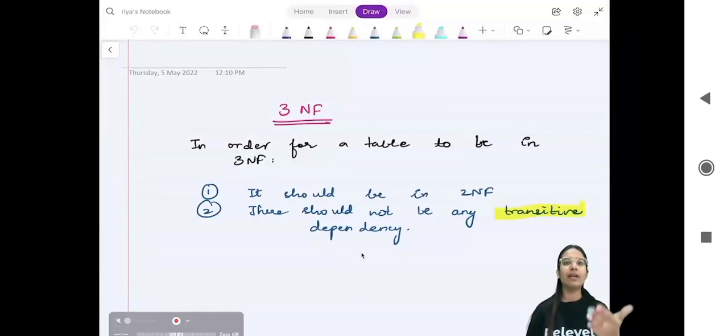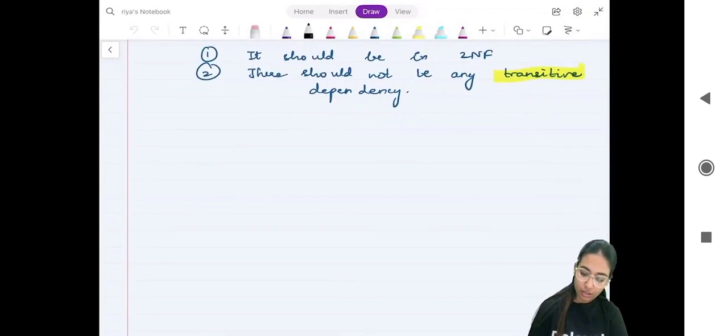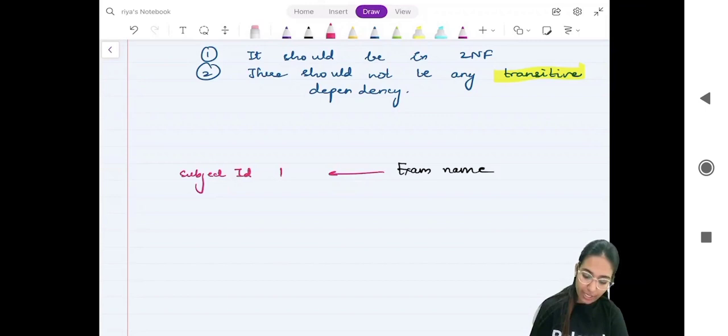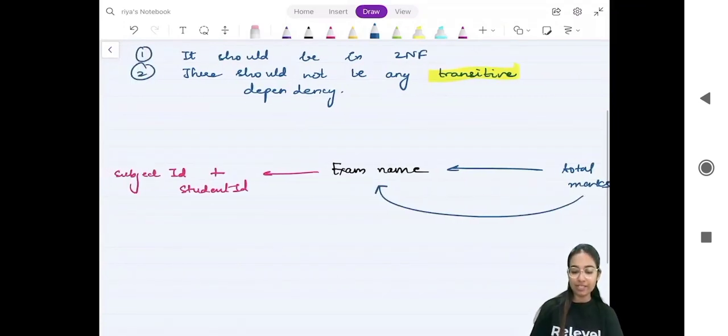It's like A is dependent on B, right? And B is dependent on C, right? So it's like you added two columns, exam name. Exam name is dependent on both subject ID and student ID. Okay, it is dependent on both. And over here, we added another column, total marks, where total marks is dependent on exam name. It is neither dependent on any of the primary keys nor the composite keys, right?